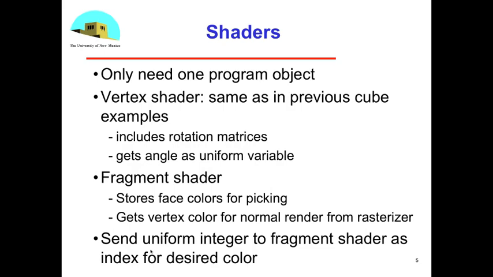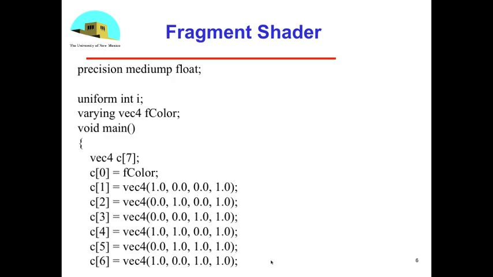And then we're going to send a uniform integer to the fragment shader as an index for what color we're rendering a given face. So I have the 6 colors for the off-screen rendering built into the shader, and I send over an index that says which of those colors I want to use for that face in the off-screen rendering. So let's look at a little code. Here's the beginning of the fragment shader. Here's the uniform integer coming across.